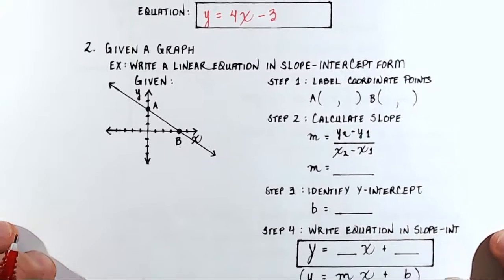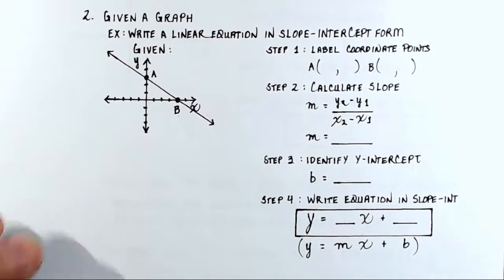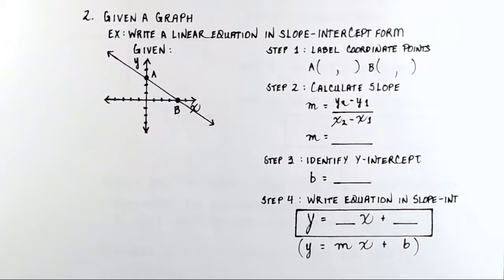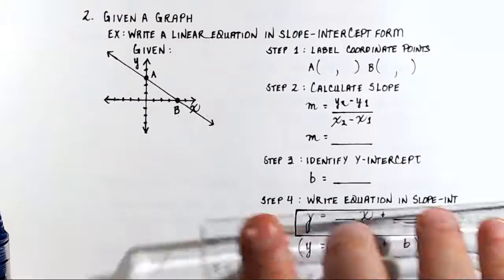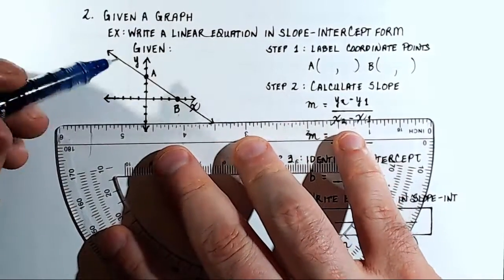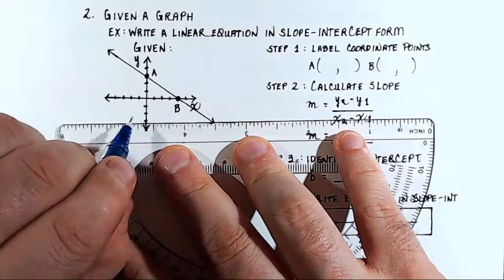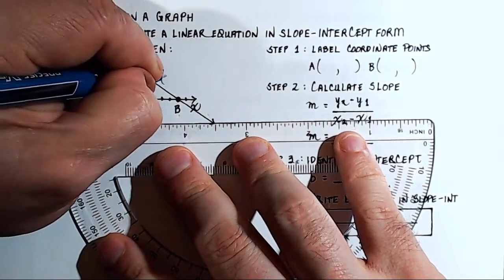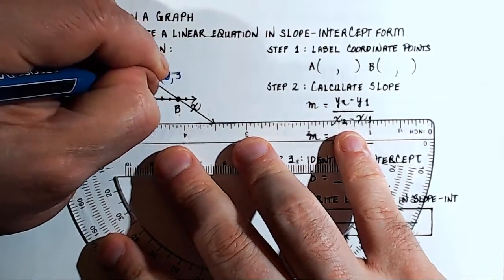All right, here's another situation you might run into. Given a graph, write a linear equation in slope-intercept form. So I've got some steps here. There's 4 steps. First step is to label the coordinate points. So we'll figure out what point A is. Well, x is 0 and y is 3. So that'll be 0, 3.